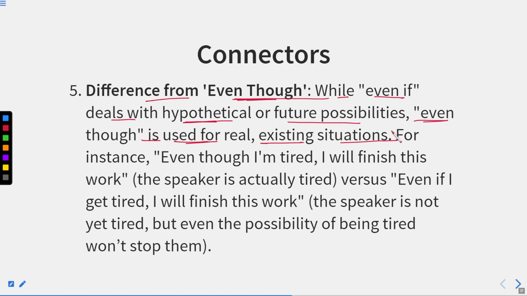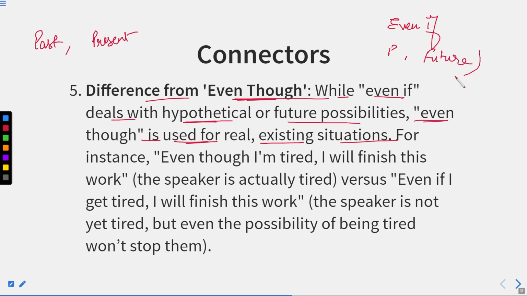Okay, even if this happens, I will go. But in case of even though, we describe something that has already existed, which is real, which is not imagination, which exactly has happened. It means whatever you provide in the even though condition can only serve as a present or past situation. But in case of even if, we can make the sentence in either present or future.